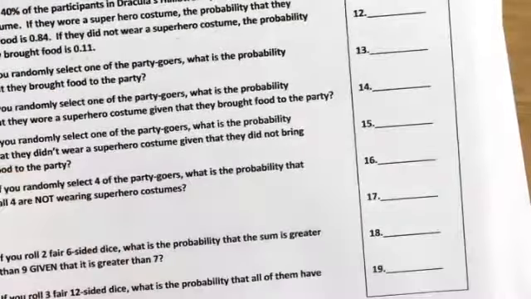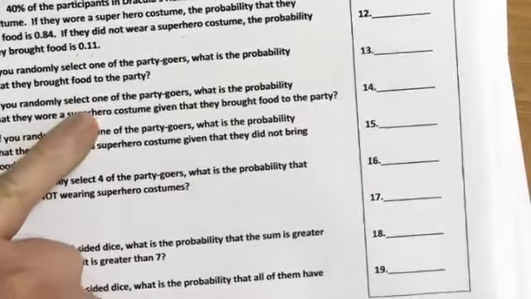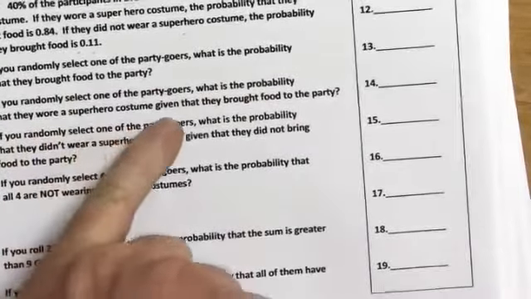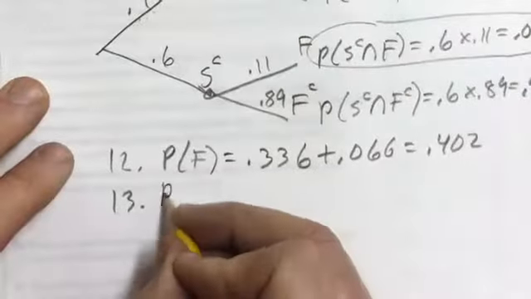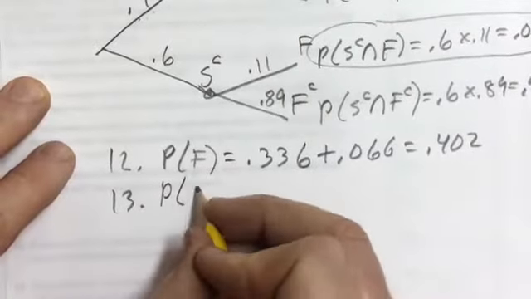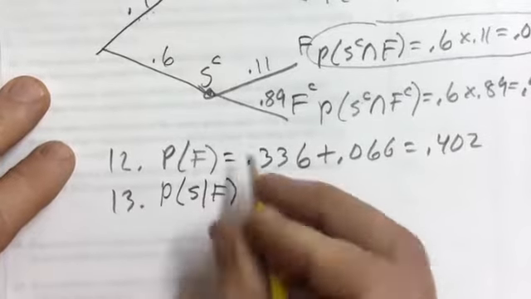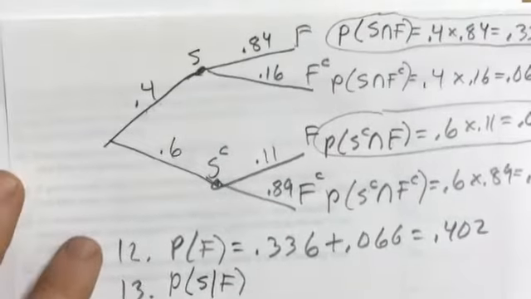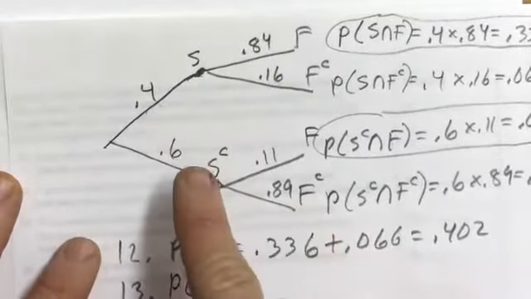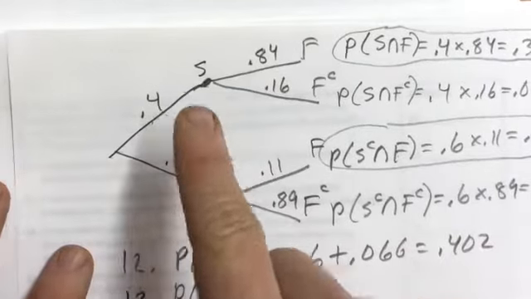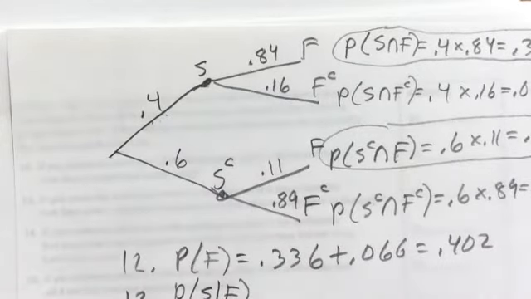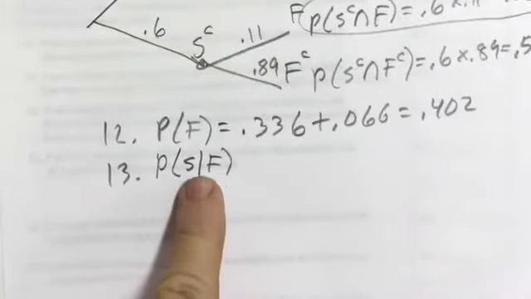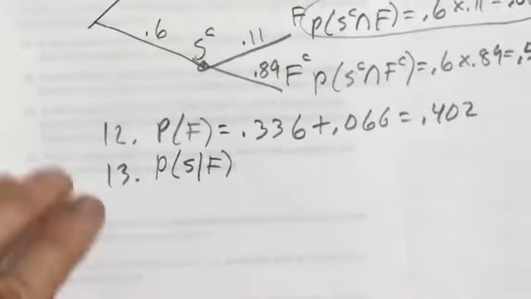Number 13 says, if you randomly select one of the party goers, what's the probability they wore a superhero costume given they brought food to the party? So this is a reversal of a conditional. This is in essence a Bayes theorem problem because it talked about up here in the stem of the problem, given you see someone in a superhero costume, what's the probability they brought food? Well, it's going in the opposite order here. Given they brought food, what's the probability they wore a superhero costume?